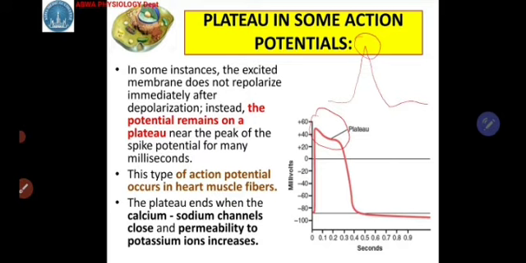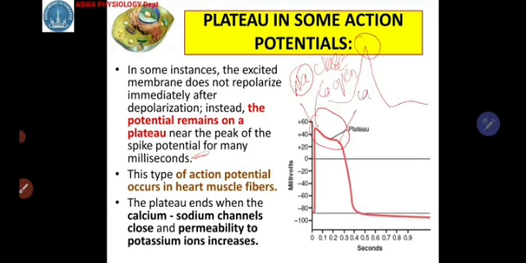The excited membrane does not repolarize immediately after the depolarization. Instead, the potential remains on the plateau near the peak of the spike potential for many milliseconds. This type of action potential occurs in heart muscles and fibers. The plateau ends when the calcium-sodium channels close and permeability to potassium channels increases. Here the sodium channel closes and calcium channels open.